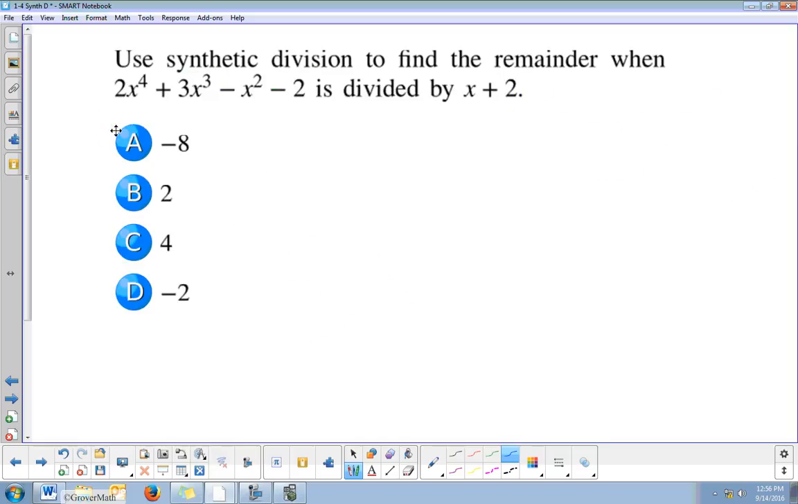So let me show you another example. Use synthetic division to find the remainder when this is divided by that. So first of all, for synthetic division, I've got to turn this x plus 2 into a root, and that would be negative 2. Set up my little L bracket.